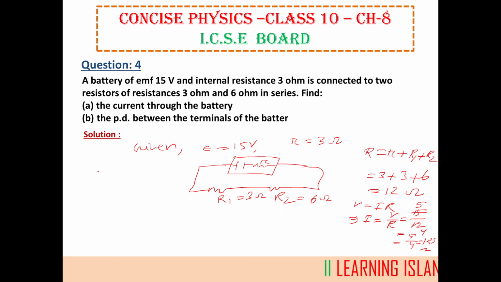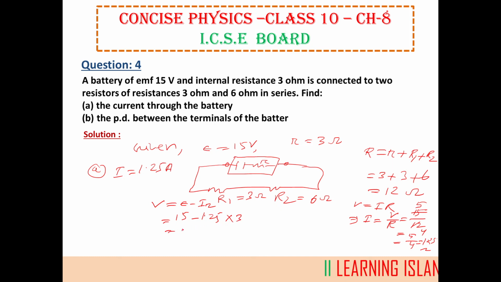So the first answer: current I equals 1.25 ampere. Now the next question, the PD, meaning potential difference between the terminals of the battery. Again we can use this. If the potential is V, then we can write V = E minus I into R. Same formula. So E is 15 volt minus I, we know 1.25, into R, which is 3.